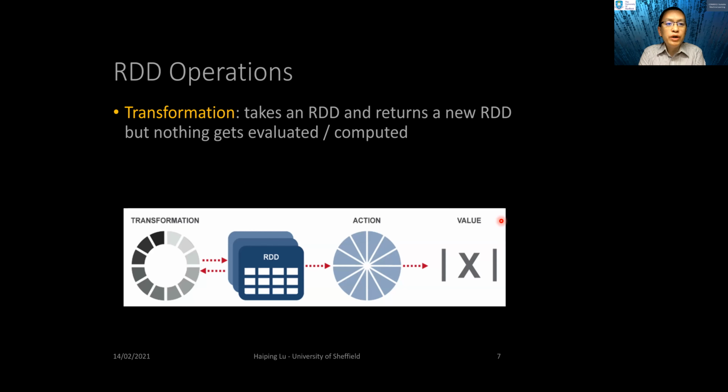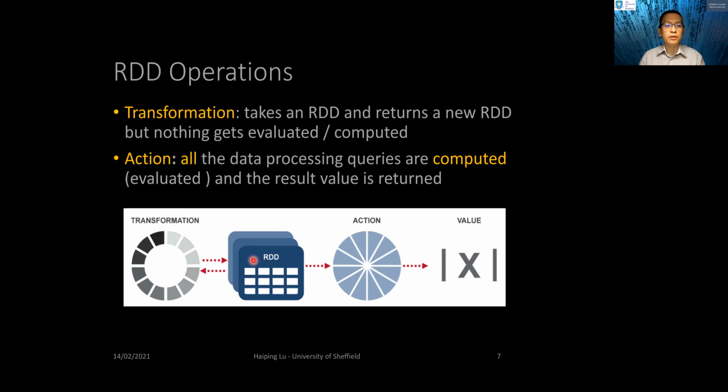There are two primary RDD operations. The first one is transformation. Transformation takes an RDD and returns a new RDD. But in transformation, nothing gets evaluated or computed. So transformations basically take an RDD and return an RDD. So there is no computation over here. It just encodes how the data will be transformed.